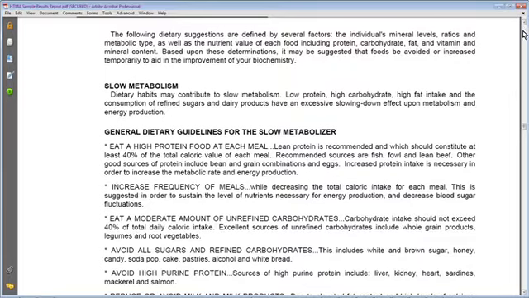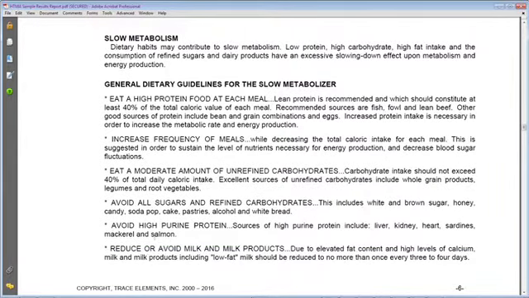Excellent sources of unrefined carbohydrates include whole grain products, legumes, and root vegetables. Avoid all sugars and refined carbohydrates. This includes white and brown sugar, honey, candy, soda pop, cake, pastries, alcohol, and white bread. Avoid high purine protein. Sources of high purine protein include liver, kidney, heart, sardines, mackerel, and salmon.